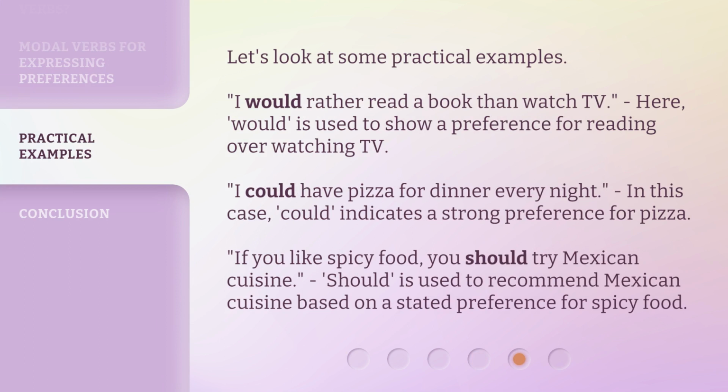Let's look at some practical examples. I would rather read a book than watch TV. Here, would is used to show a preference for reading over watching TV. I could have pizza for dinner every night. In this case, could indicates a strong preference for pizza. If you like spicy food, you should try Mexican cuisine. Should is used to recommend Mexican cuisine based on a stated preference for spicy food.